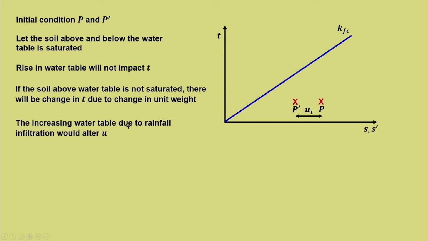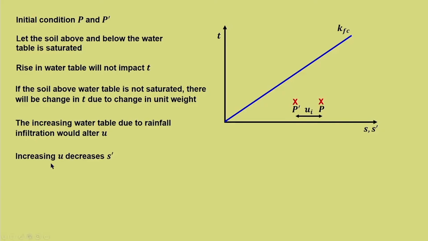The increasing water table due to rainfall infiltration would alter U. So, what is the effect of infiltrating rainwater? Infiltrating rainwater means it will raise the water table, and when the water table rises, HW changes, and when HW changes, U will change. So, increasing U will decrease S dash. Now, because of the assumption T remains the same, but increasing U will decrease S dash.